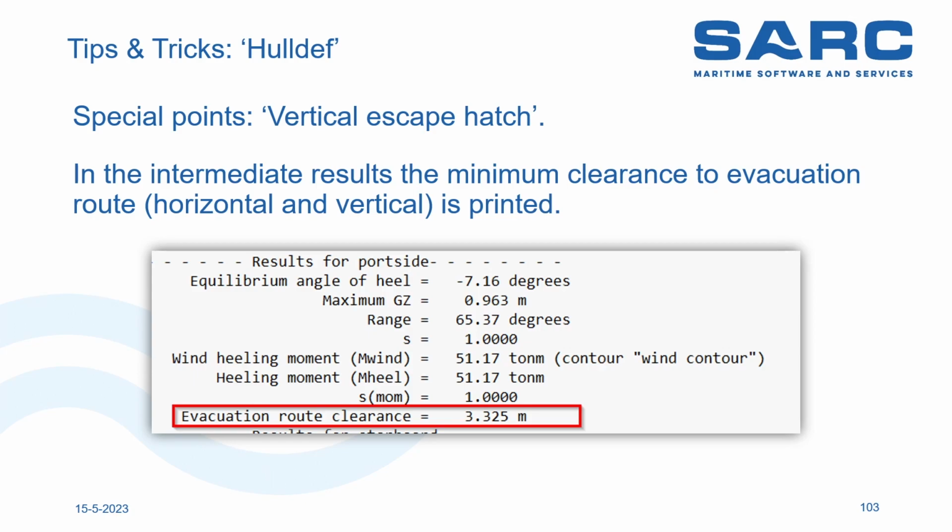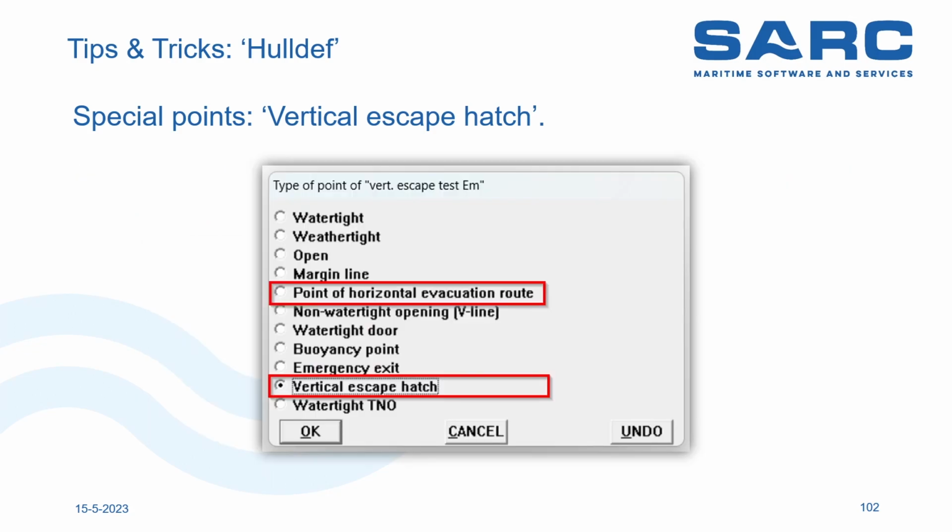them to escape. So you have to define it in hull def, and you can print the list of openings from hull def, and then it's listed, but it's not connected to a compartment, which is in line with the mechanism. Yeah. How new is the option in hull def? Sorry, the vertical escape hatch is an option in hull def. Yeah, if you press special points, then you get. Since when is this available? One to two years?